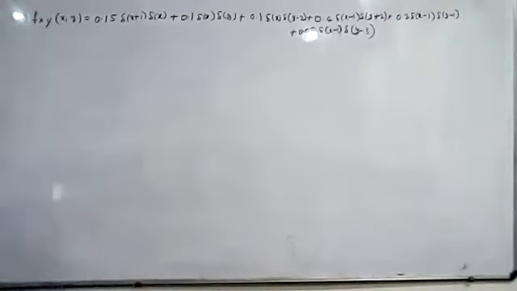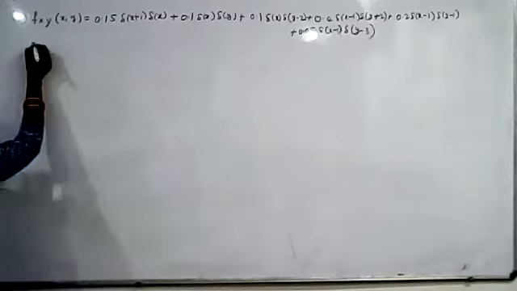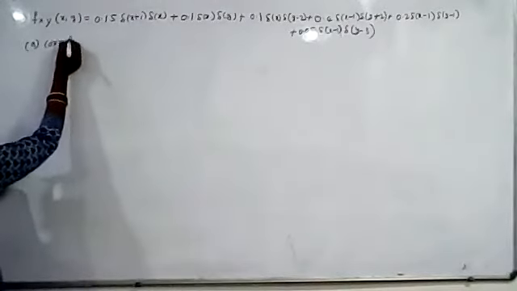Okay, this is the problem. It is given that f_XY(x, y) = 0.15 δ(x+1)δ(y) + 0.1 δ(x)δ(y-2) + 0.4 δ(x-1)δ(y+2) + 0.2 δ(x-1)δ(y-1) + 0.05 δ(x-1)δ(y-3). Find the correlation.